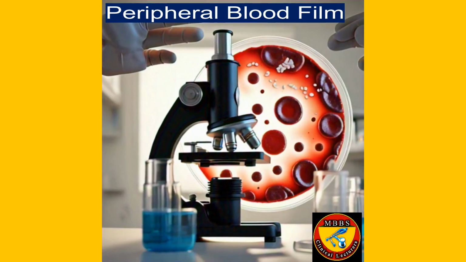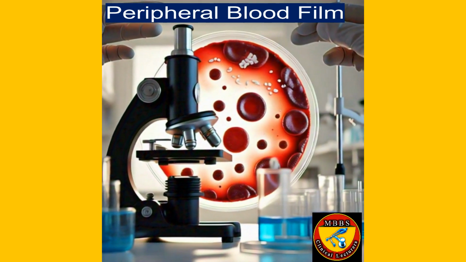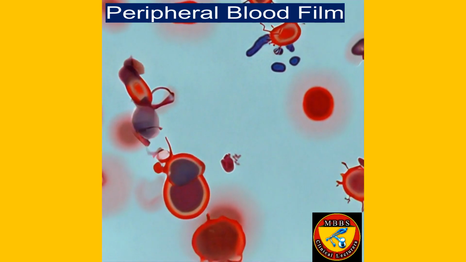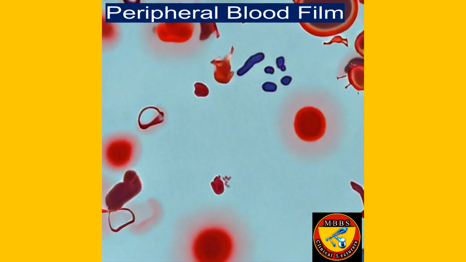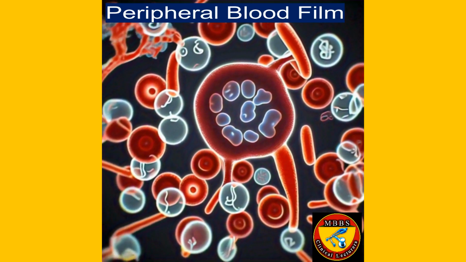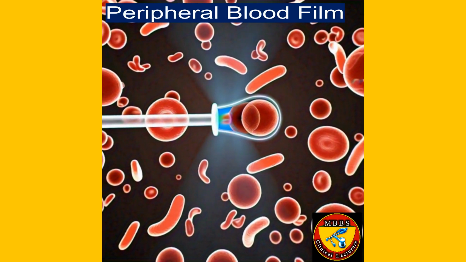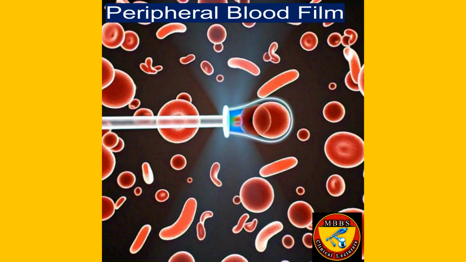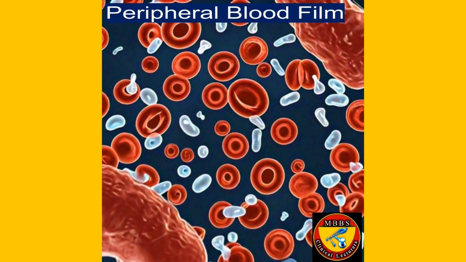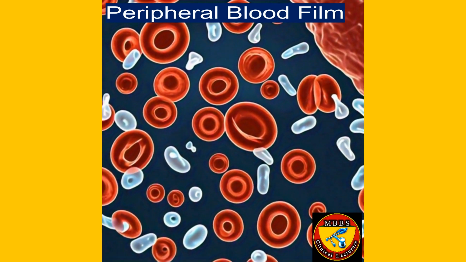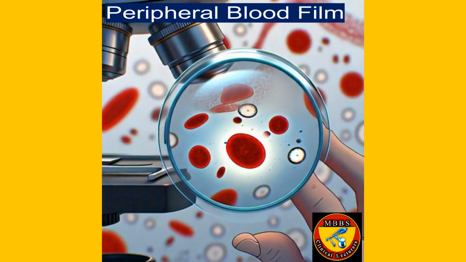Cellular components: 1. Red blood cells, RBCs, evaluate size, shape, color, and inclusions. 2. White blood cells, WBCs, assess types, neutrophils, lymphocytes, monocytes, eosinophils, basophils, and morphology. 3. Platelets, evaluate number, size, and morphology.